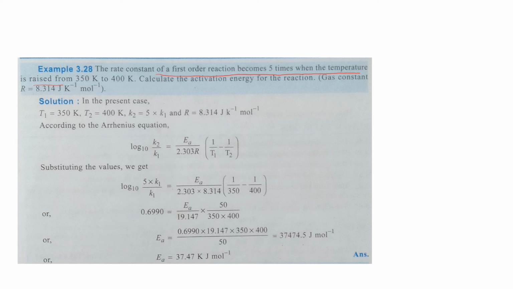So write down the formula: log10 K2/K1 = Ea/(2.303 R) × (1/T1 − 1/T2). Here you just put the value of K2 as 5K1. So K1 gets cancelled, you can find out the value of log10 5, and all other things are known to you. You have to find out the energy of activation. Very easy sums, only you have to put the data in the equation.